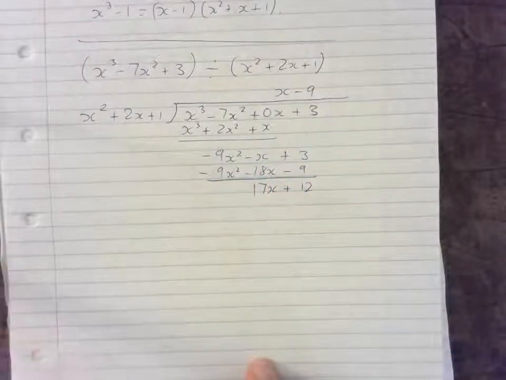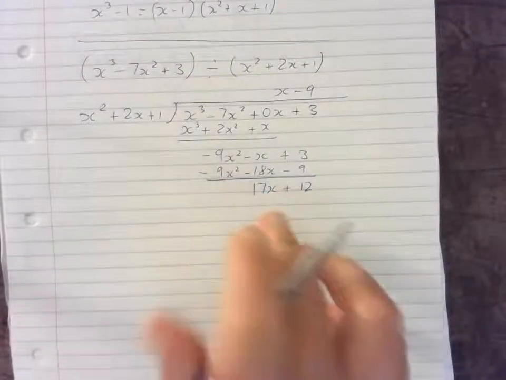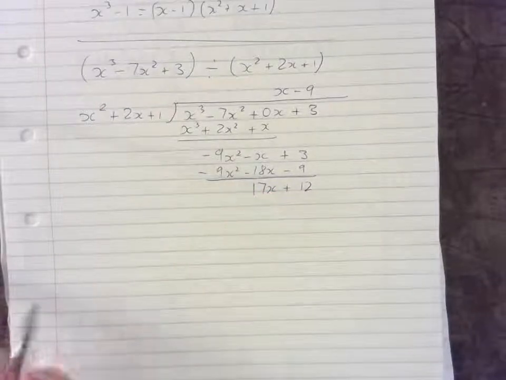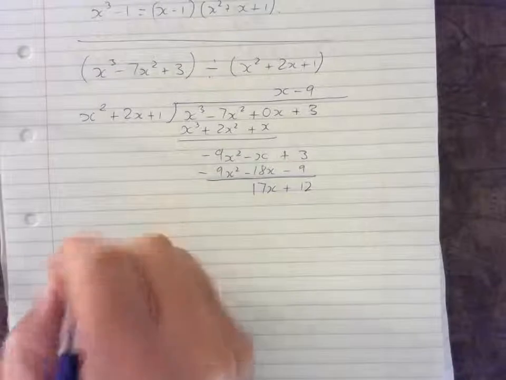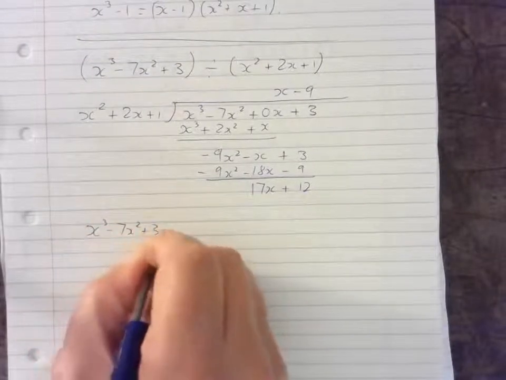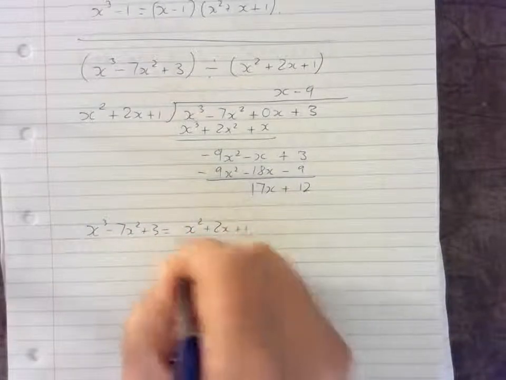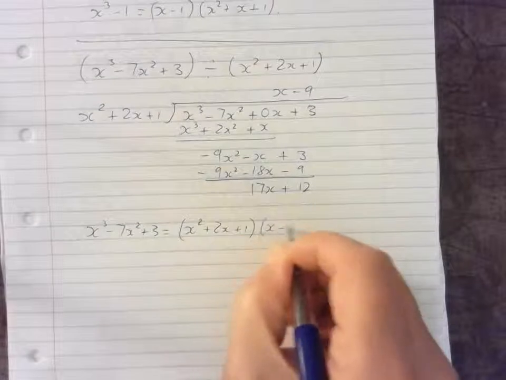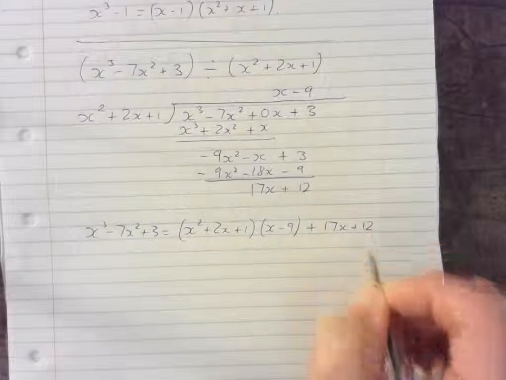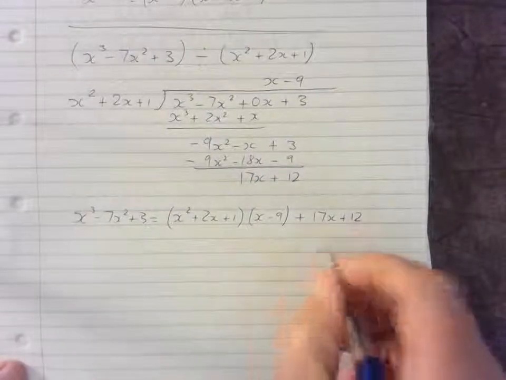The interesting thing in this case is that I get a remainder that has an x term to the power of 1. And so x cubed minus 7x squared plus 3 is going to equal x squared plus 2x plus 1 times x minus 9, plus 17x plus 12. And more of those just to be done in the next chapter.